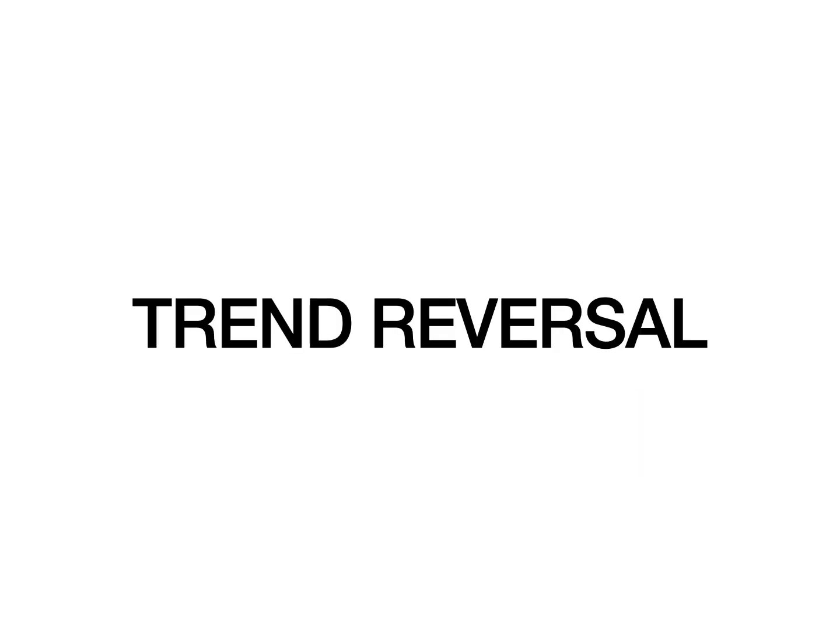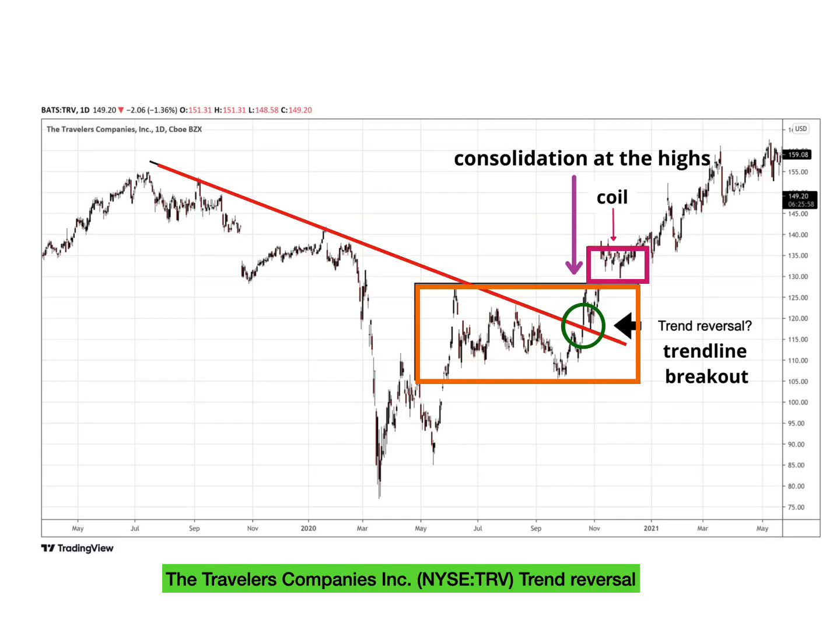Now let's talk about trend reversals. So this is the price chart of the Travelers Companies listed at the NYSE. Again, there's a downtrend. Then price broke above the downtrend line. So this shows some strength from the bulls, but the bulls will have to show further strength by pushing above the sideways range. The price started consolidating at the highs of the trading range.